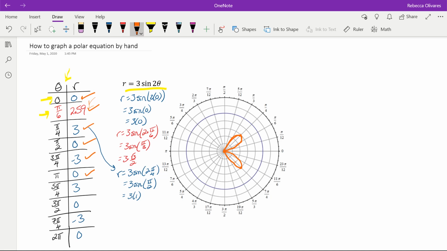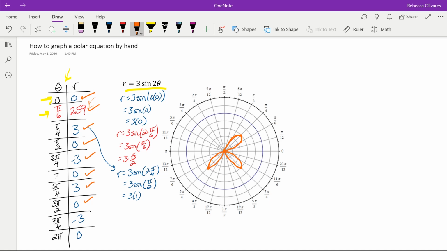The next one would be 5 pi over 4 comma 3. 5 pi over 4 is in quadrant 3. Go out to the third circle. 1, 2, 3. So we're out to 5 pi over 4. And then the next value is 3 pi over 2, 0. That takes you back to the pole.